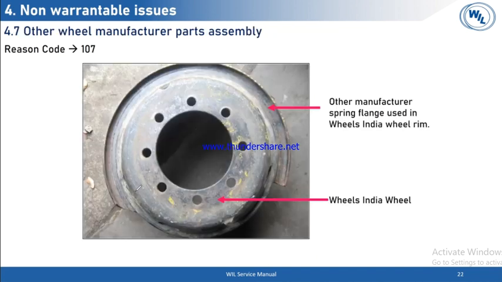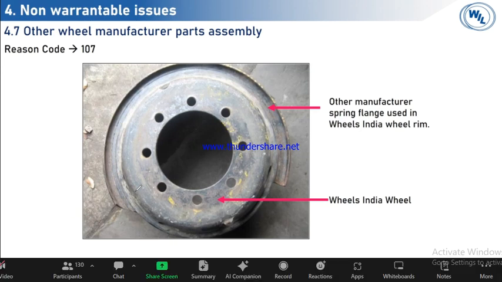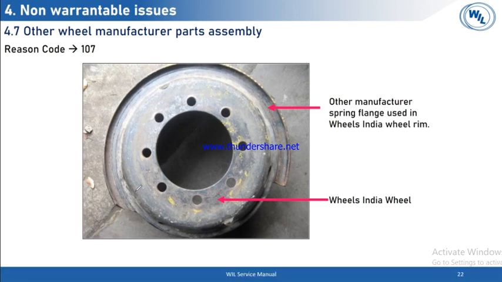The next one is other manufacturer parts with the assembly. So if we are using the wheel rim and using the lock ring of another OEM, then there are differences in profile. If a lock ring not meant for our vehicle rim is used with the other OEM, the rim profile will not match with the other manufacturer's lock ring.